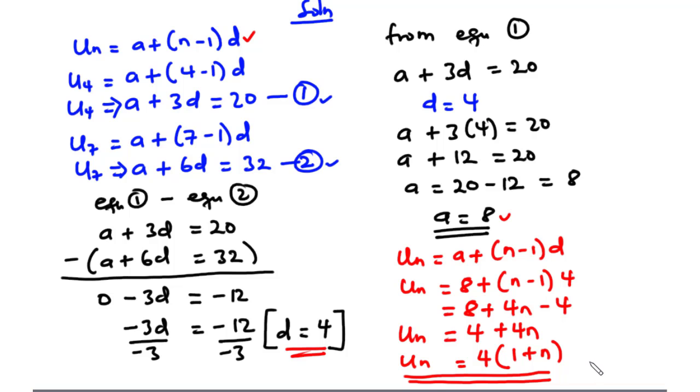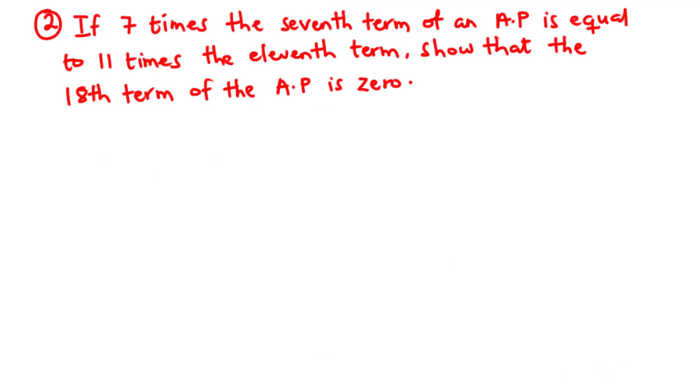Now let's solve the second example. Now for question number 2, if 7 times the 7th term of an AP is equal to 11 times the 11th term, show that the 18th term of the AP is 0.